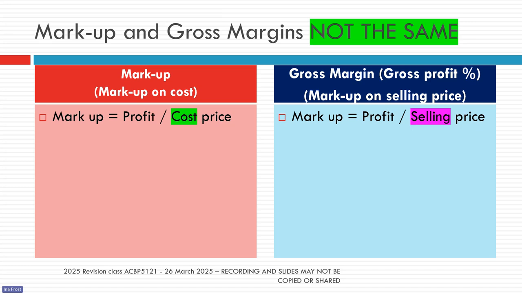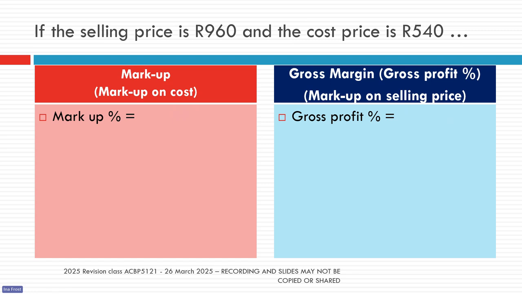Please, you have to be very sure that you understand there are two very different formulas to calculate a markup and to calculate a gross margin. If you confuse these two in a question, it gives you two very different answers. Your markup is a percentage of your profit over the original cost price of the item, whereas your gross margin percentage is the profit over the selling price of the item.